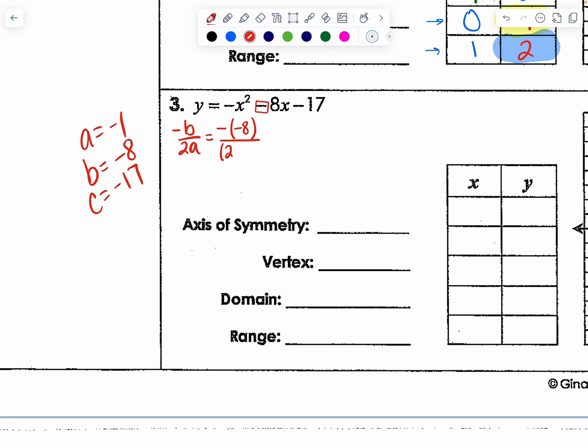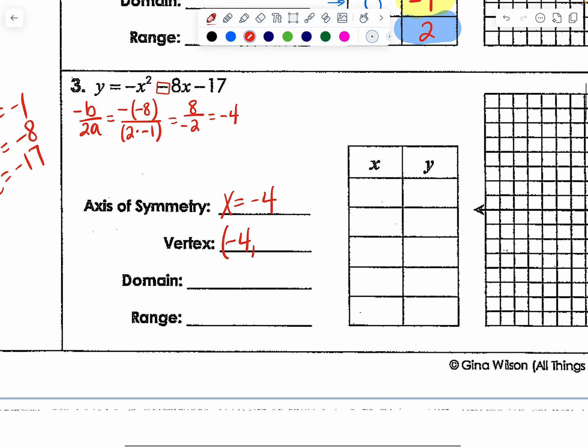And then we have this 2 times -1. All right, what happens when we have a -8? What happens to the two negatives? Yep, that's right. They turn positive. And then on the bottom, 2 times -1 is -2. So 8 divided by -2 is -4. So my axis of symmetry is at x equals -4. My vertex starts at -4, and I put -4 here in the middle.